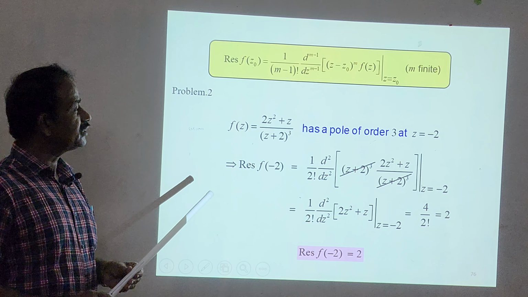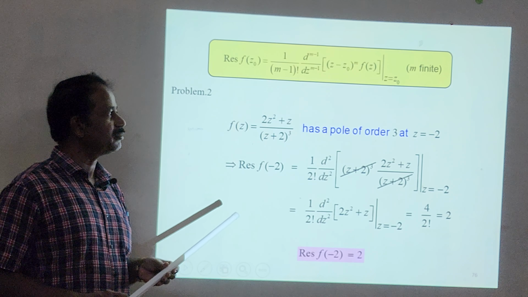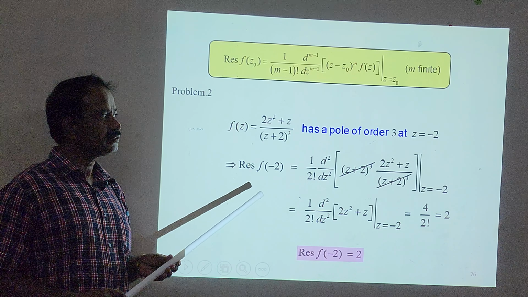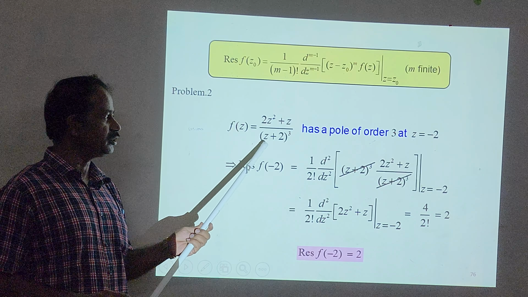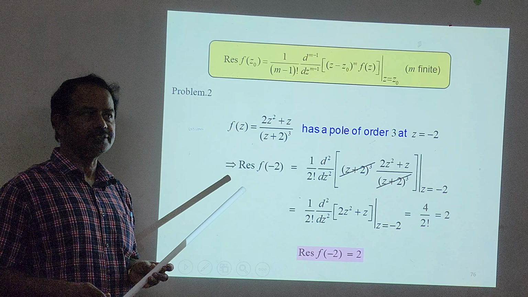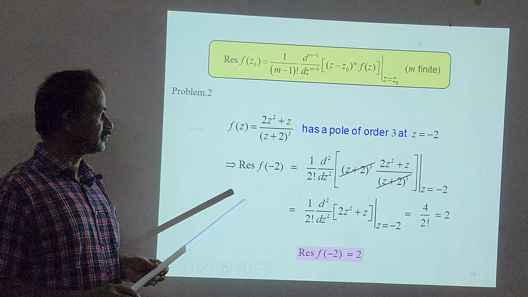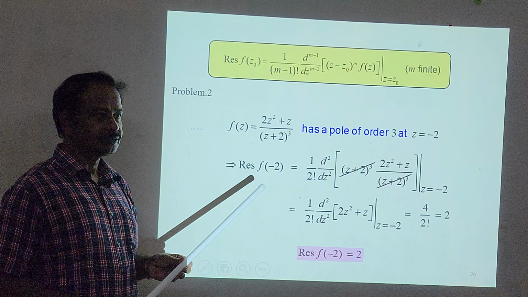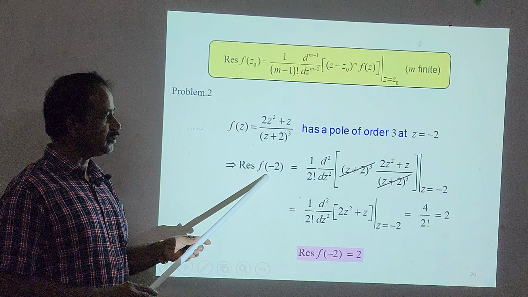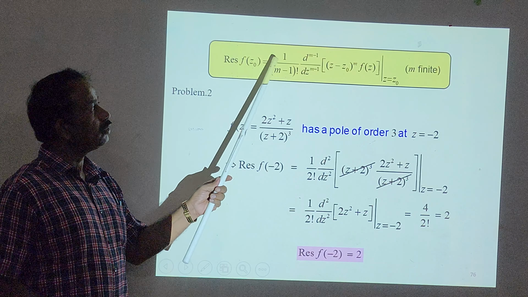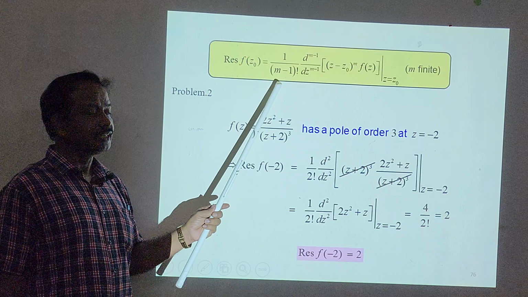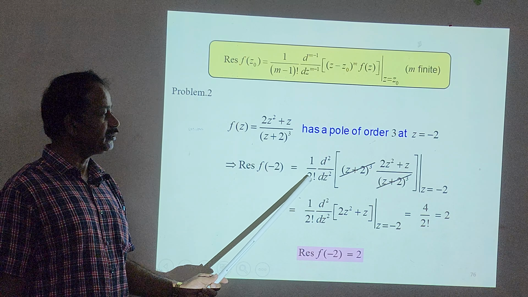So your analytic function is given as f of z equals 2z square plus z divided by z plus 2 whole cube, which has a pole of order 3 at z equals minus 2. So we know that the pole order is 3. And of course we know that z plus 2 equals 0 will give you z equals minus 2. So you have to use the Cauchy residue theorem. So residue of f at minus 2, you have to use this one. So 1 divided by, where m will be 3, so 3 minus 1, 2. So 1 by 2 factorial.